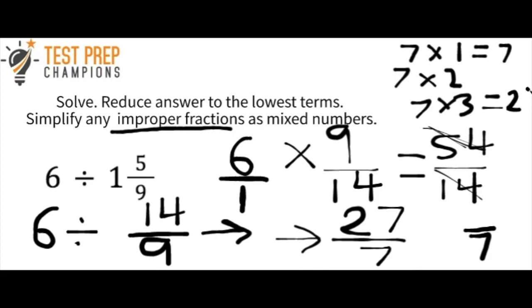7 times 4 is 28. So I'm not going to write that because I'm running out of space here. But if we picked a 4 right here, we'd be at a number greater than 27, which we don't want. So we're going to want to stick with the 3. 7 times 3 is 21. Now, how do I get up to 27 from there, right? 21 plus what is going to give me 27? Well, hopefully you know that that's 6. So the final answer here is 3 and 6 over 7.